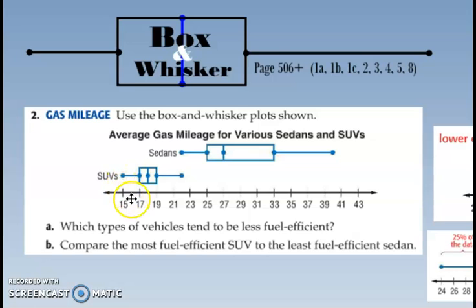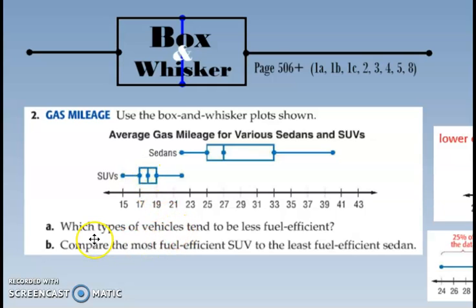Okay, and then look at the SUVs. Boy, they're just chugging up the gasoline. Their highest mileage is the sedan's lowest mileage. Cars get better mileage. It's true. Okay, well, I shouldn't say it is for every case. Look how tight this data is here. So most of these SUVs were getting 17, 18, 19 miles per gallon. Lots of them would get up to 22, but most of the concentration is right here.